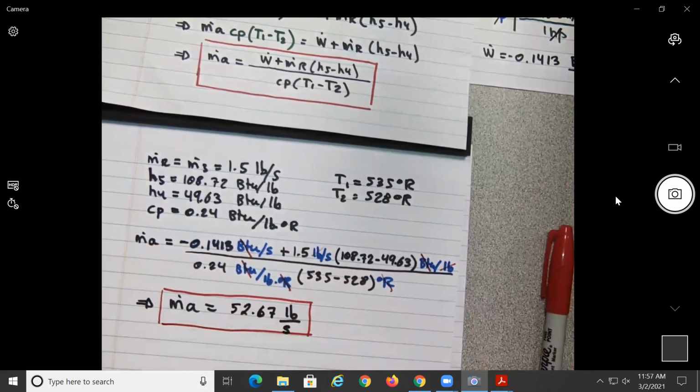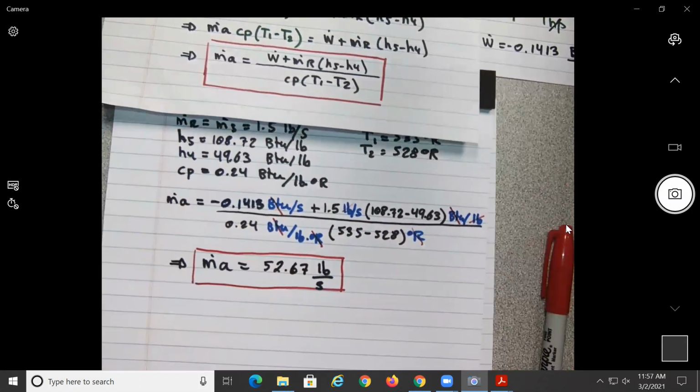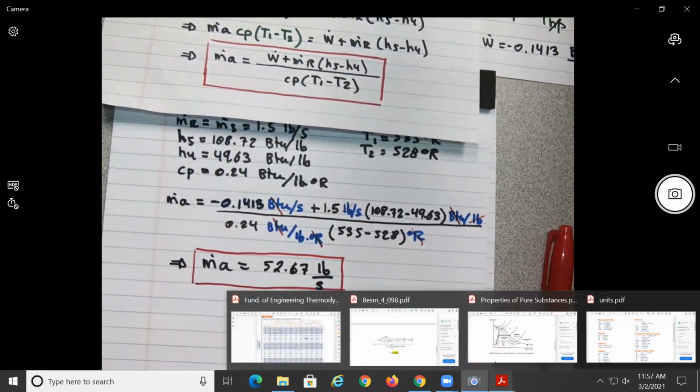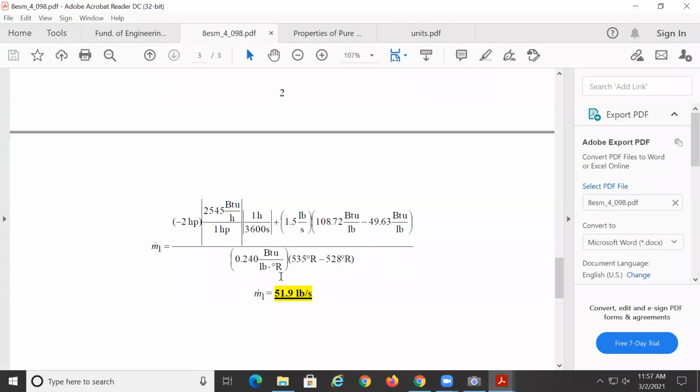I mean, let's see if they did the same thing as we did, because I think you can also do it with the tables. I don't think you need to do the assumption of CP. Did they do the assumption of CP here? Yeah, they did the same assumption. Same values.